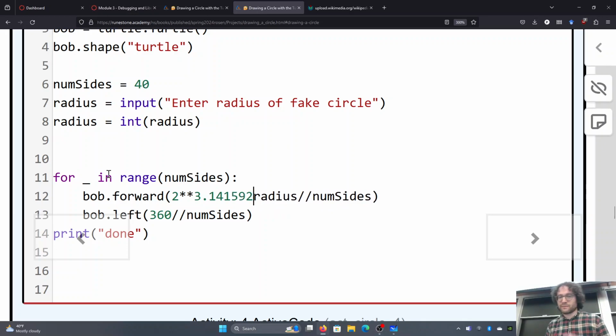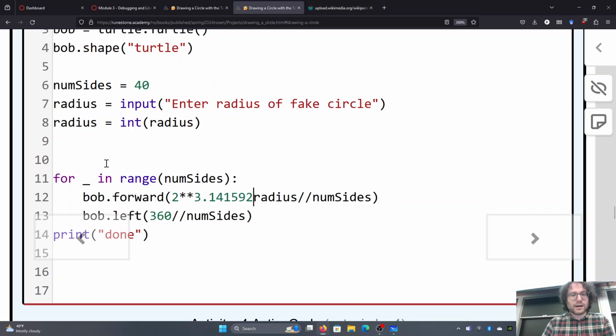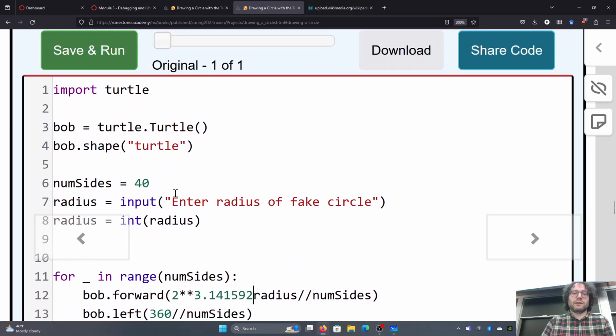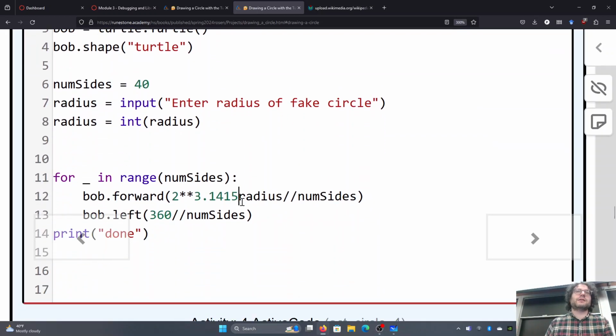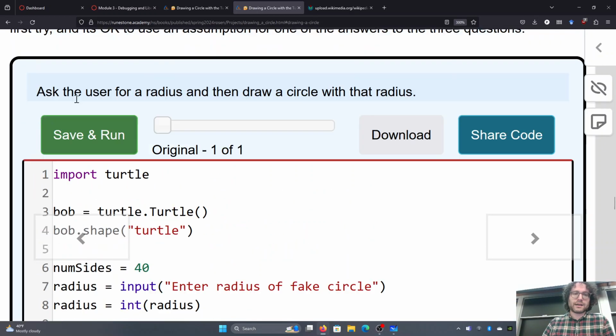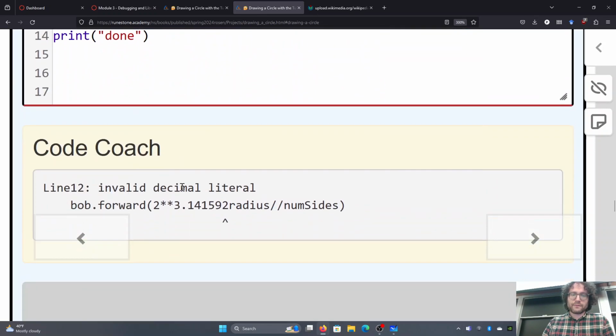3.14159 and so on. It doesn't really matter how many digits you put in. Once you get to this point, you're probably fine. Okay, so now, code coach.